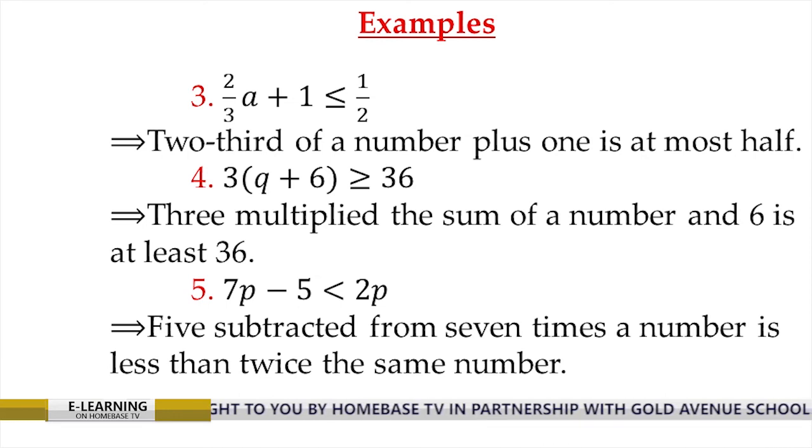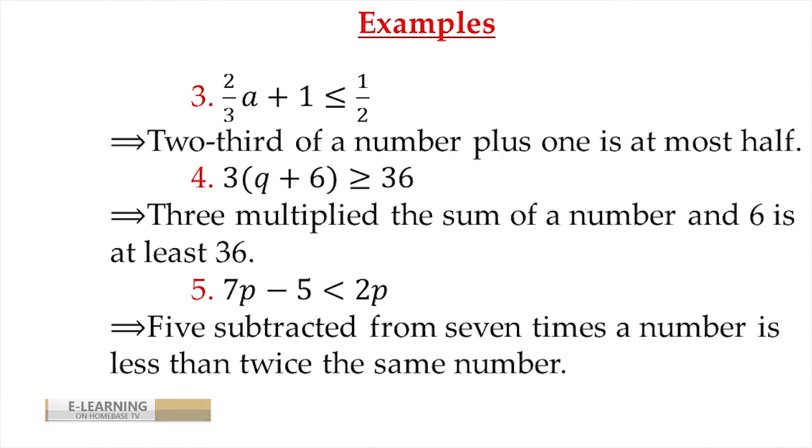So you see the 3 outside the bracket is multiplying the sum of q and 6. And "at least" always stands for greater than or equal to. Good. Then the fifth one, we have 7p minus 5 less than 2p. So I wrote: 5 subtracted from 7 times a number is less than twice the same number.